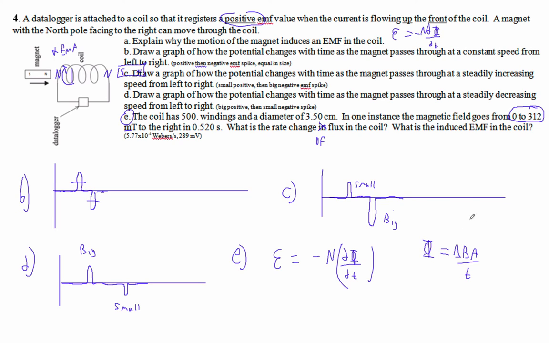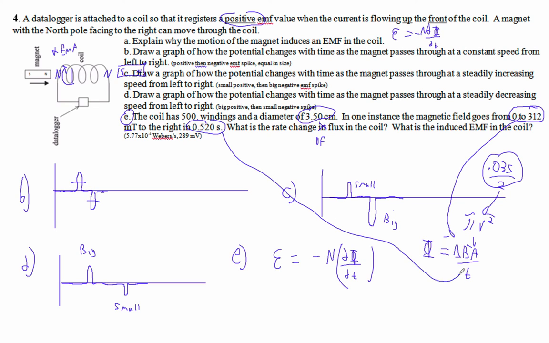And then the area will be pi r squared. Be careful of the diameter, and be careful of centimeters. So half of that, 0.035 over 2, is going to go in for your radius, and that'll be your area. Change in magnetic field is that, time is 0.520 seconds. So that's your rate change of flux.